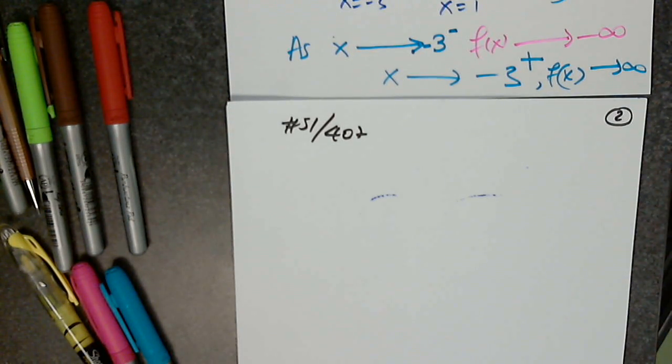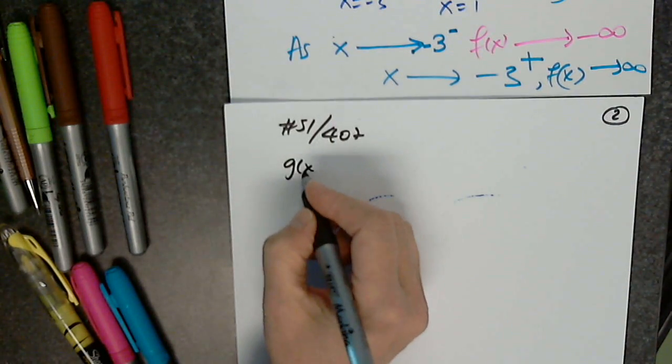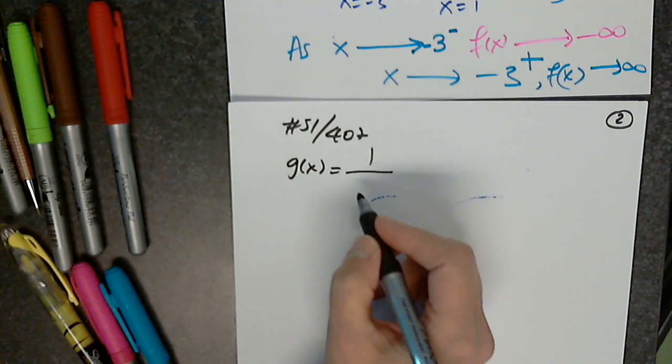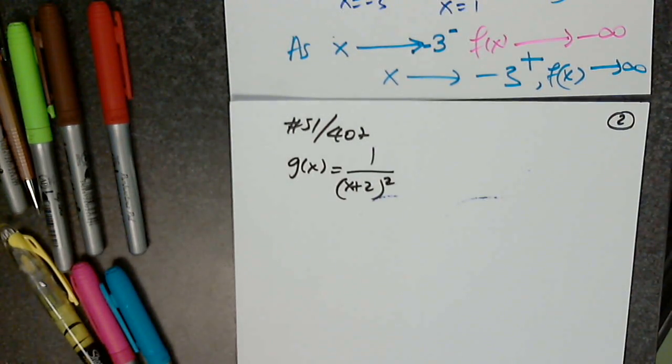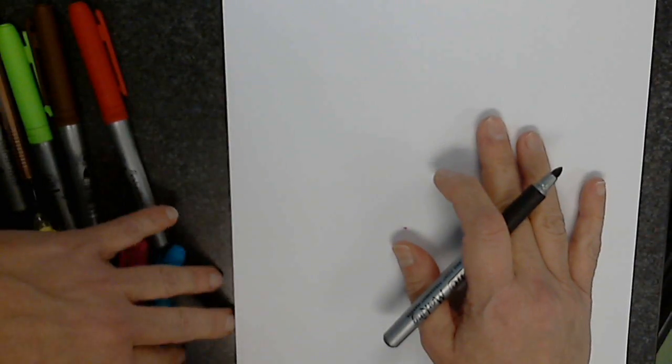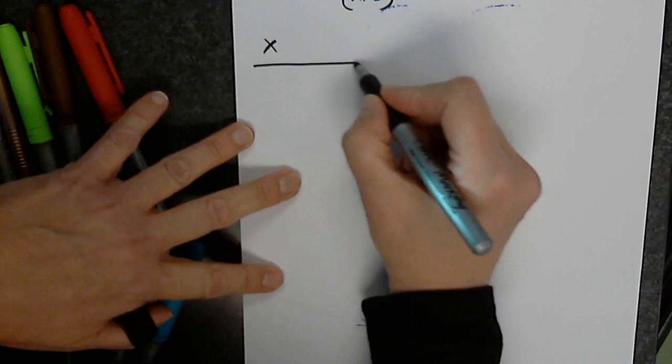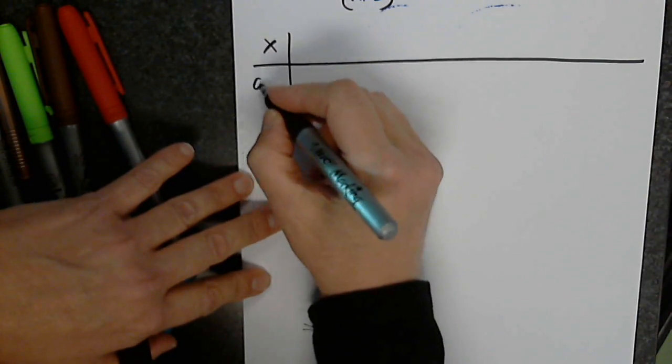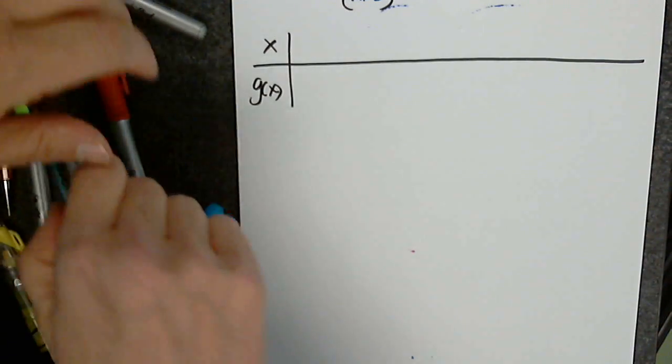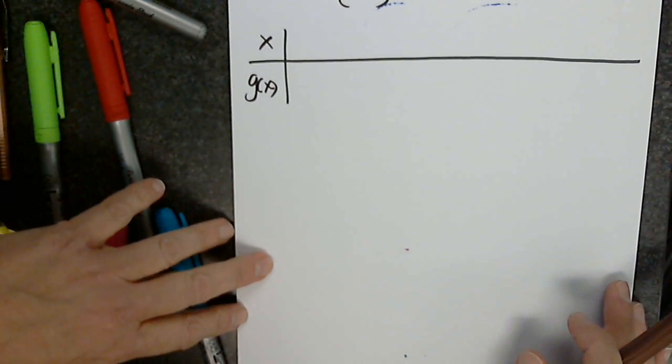Anything else before we look at 51 on page 407? Okay, 51, 407. Very good. So this is g of x, which is 1 over (x plus 2) squared. Perfect example. I summarize all my information in the chart. Why? It's easier for me to see. But you're not required to use the chart. If you would like to use a different method, I'm fine.